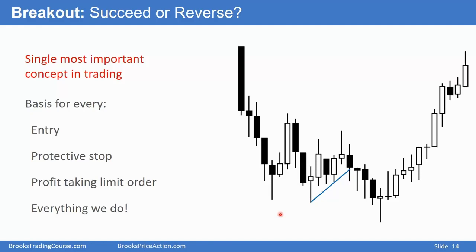This is the basis for everything that we do as traders. Do we want to enter the trade? Do we want to bet on an opposite trade? Where are we going to put our stop? If we got a breakout that failed to the downside and we reversed up strongly, our stop is going to be down here. Where are we going to take profits? Well, maybe we'll take profits near the top of the bear breakout. It's the basis of everything that we do as traders.